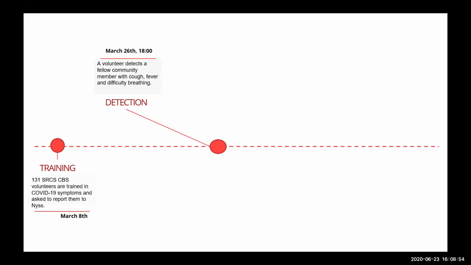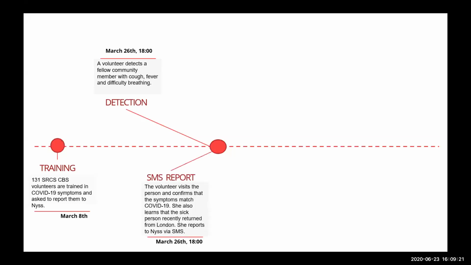So then a few weeks later on March 26th, one of the volunteers detected a fellow community member with cough and fever and difficulty breathing. Now this person in this community was in a rural place in Somaliland, without any existing cases of COVID-19, right?